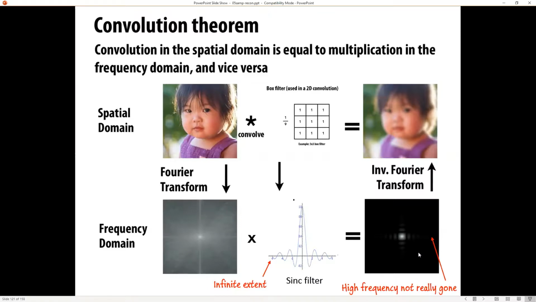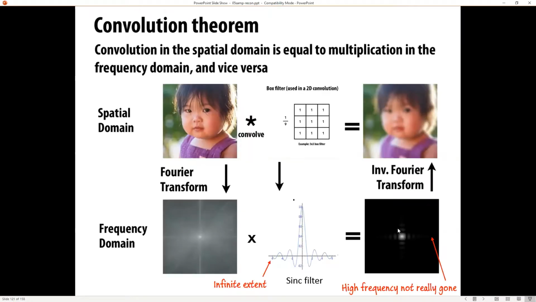So we still are going to have aliasing left. If we choose this box filter as our way to do our averaging, we're still going to have aliasing left, because this is equivalent to using a sinc filter and multiplying, and that sinc filter lets these high frequencies stay out here.